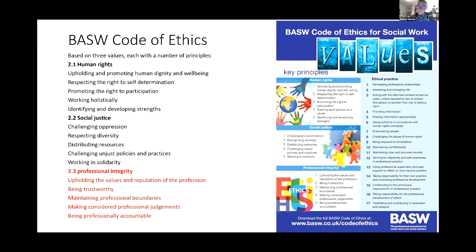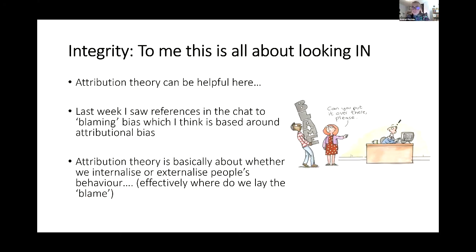To me, integrity can sometimes be difficult to really get hold of. You can tell when someone doesn't have integrity. It's very easy to tell that, but it can be difficult to get hold of what integrity actually means. And to me, integrity is all about looking in on yourself, thinking about your own professional integrity and personal integrity. So I find attribution theory can really help with this.